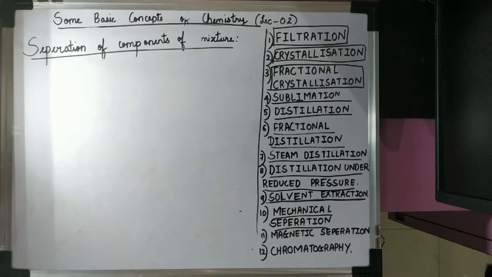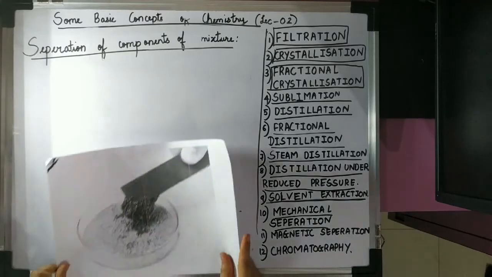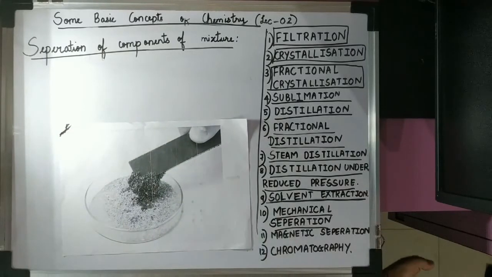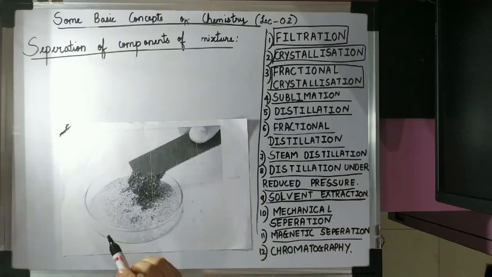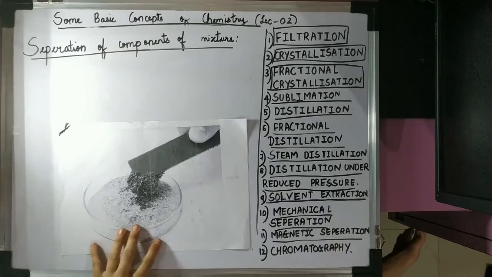This is a simple image of how magnetic separation is used. In this picture we are using a magnet, and this is, let's say, iron filings, and this is sulfur. Sulfur is diamagnetic, so it will not be attracted to the magnet, but iron, being ferromagnetic, will be highly attracted to a magnet. This technique is used in ores, in iron mining.